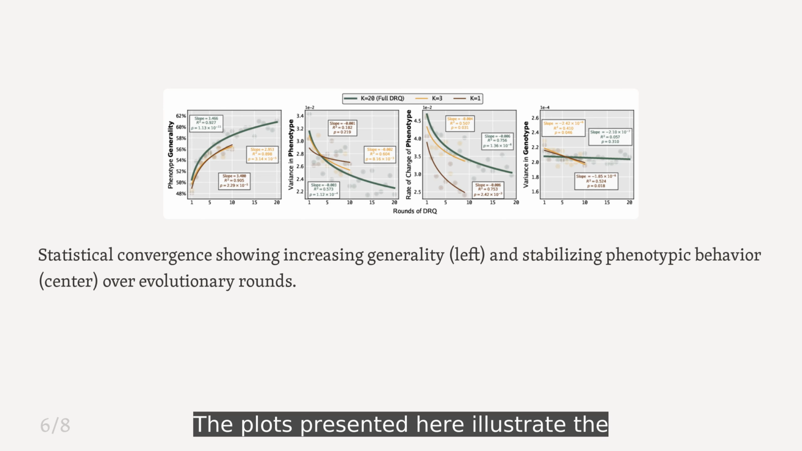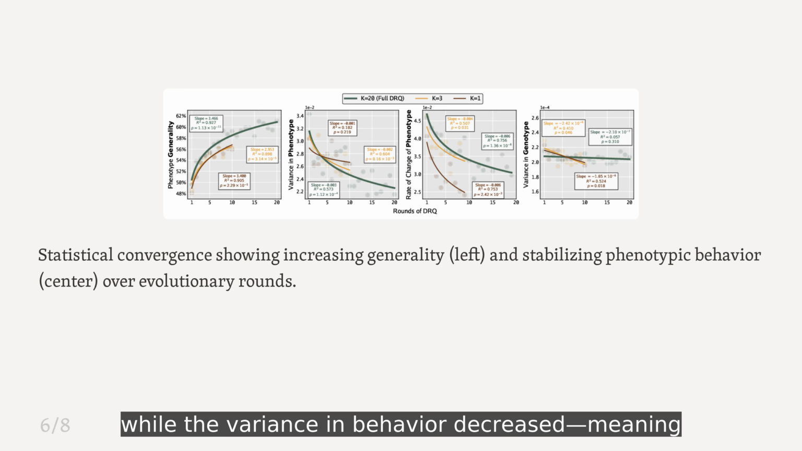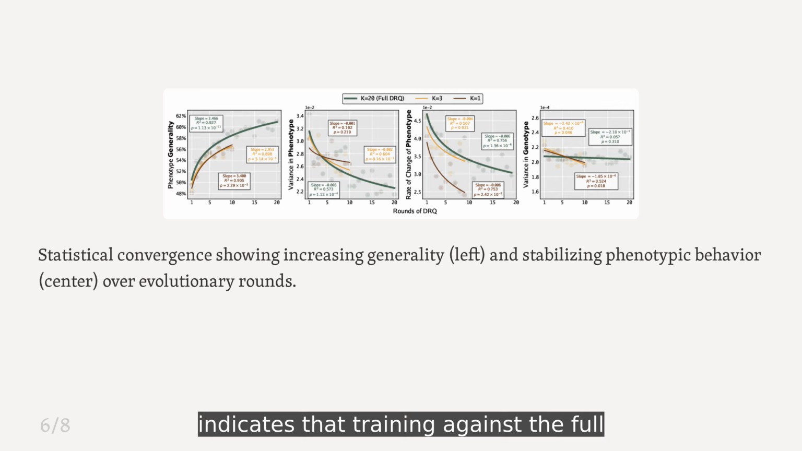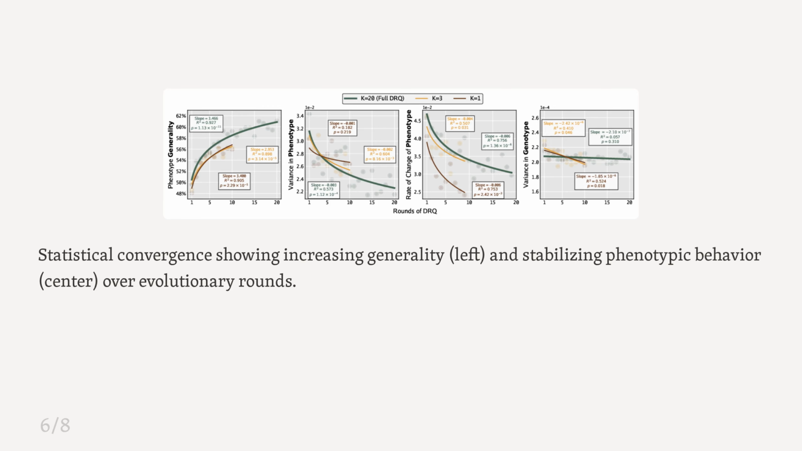The plots presented here illustrate the trajectory of the evolved warriors over multiple rounds. The authors observed that while the variance in behavior decreased, meaning warriors converged on optimal strategies, their ability to defeat unseen human opponents, labeled here as generality, consistently increased. This indicates that training against the full history creates robust generalists rather than brittle specialists.